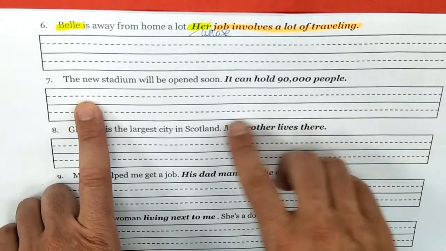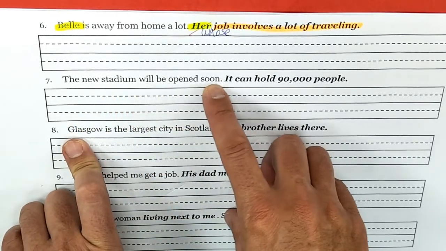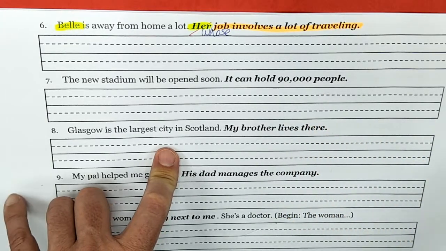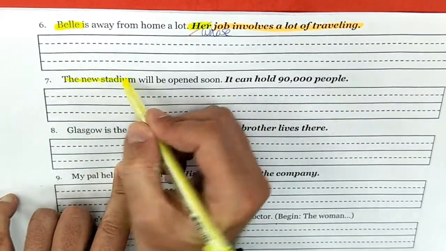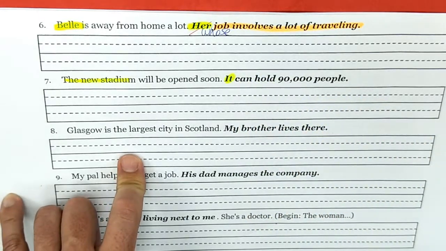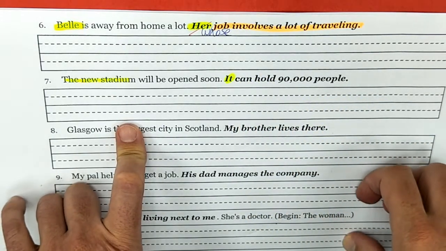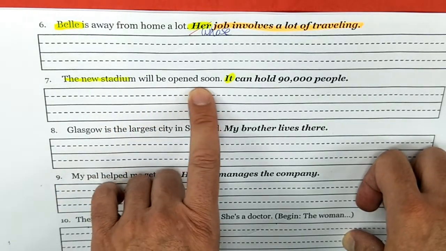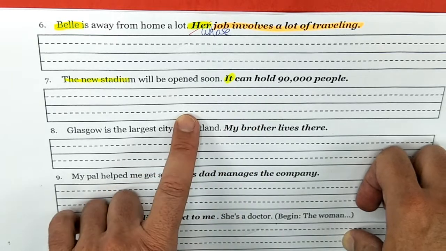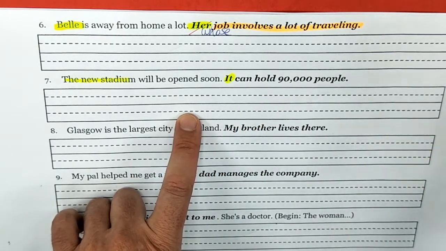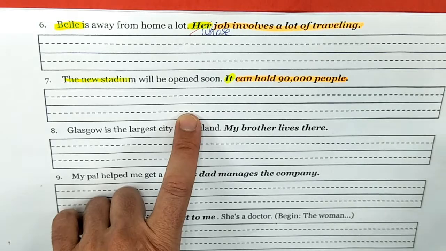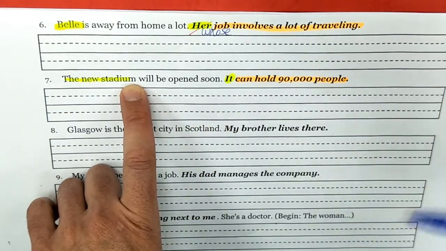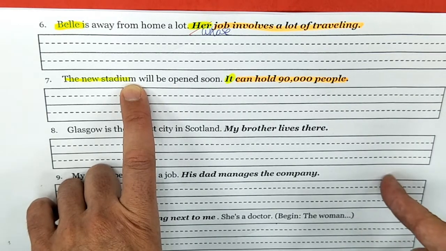Number 7. The new stadium will be open soon. It can hold 90,000 people. Well, we're talking about the new stadium here, and here's it. Okay? Well, what do we do here? This can hold 90,000 people is going to describe the stadium. There's it there. Stadium is a place. I don't want to use where, I want to use which.